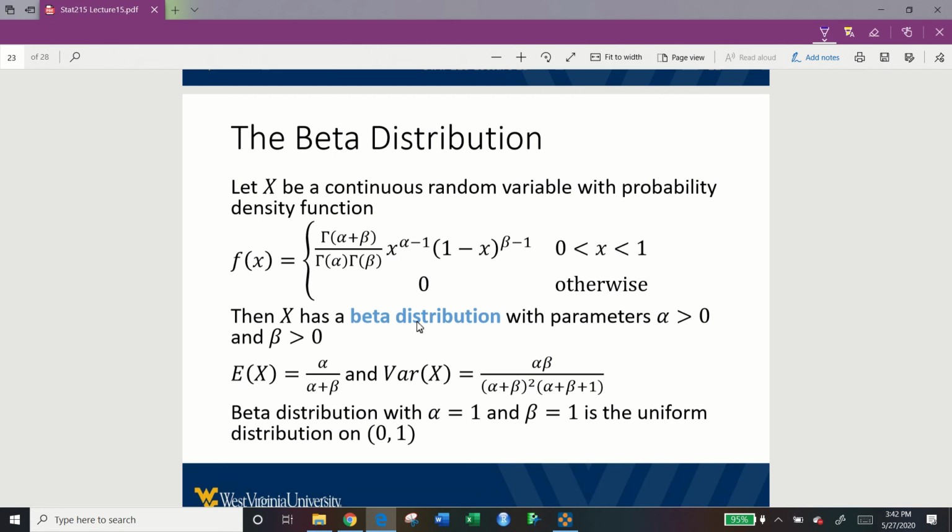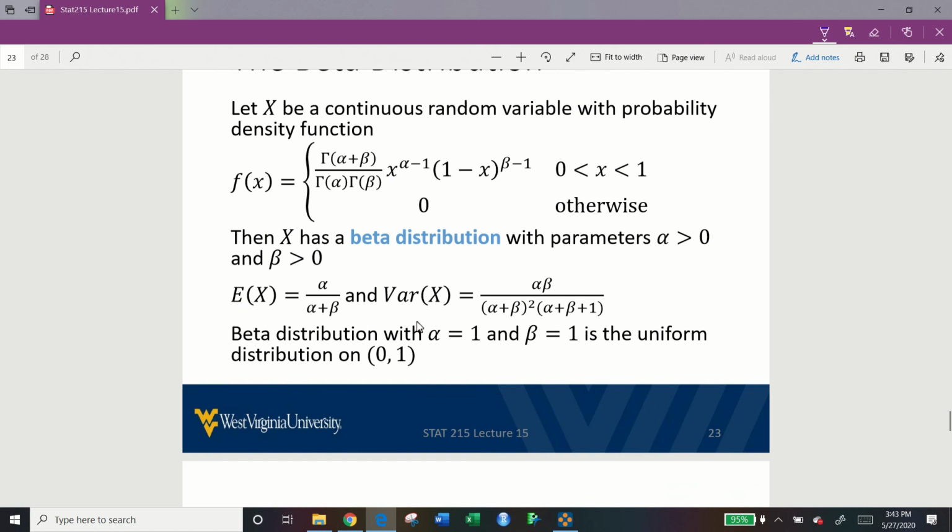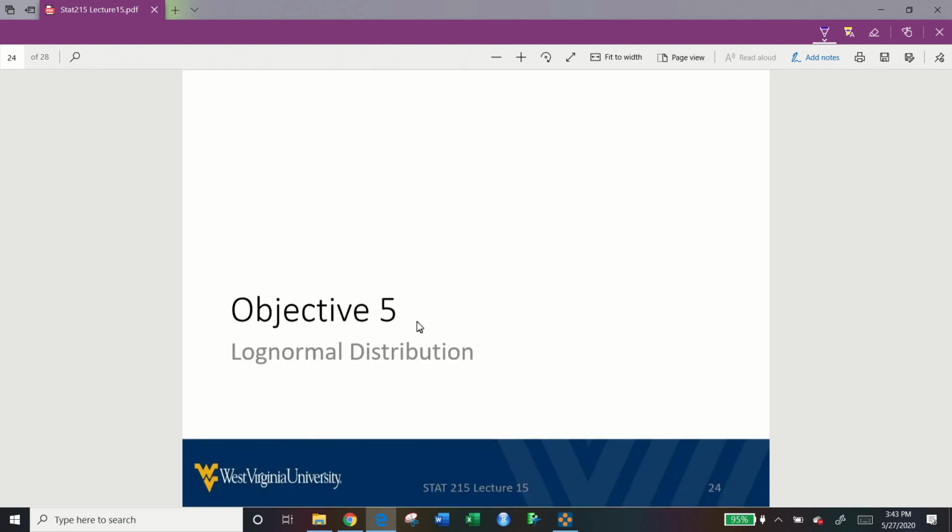And something to be of note: the beta distribution with alpha equals 1 and beta equals 1 is actually the uniform distribution on the bounds from 0 to 1. And just like our chi-square distribution, I am not going to talk more about the beta distribution. You know the PDF, you know how to find the mean and variance, and for this course, that's pretty sufficient for right now. We may explore that distribution later if we have the time.